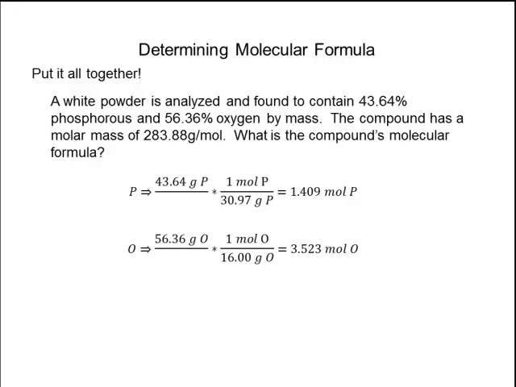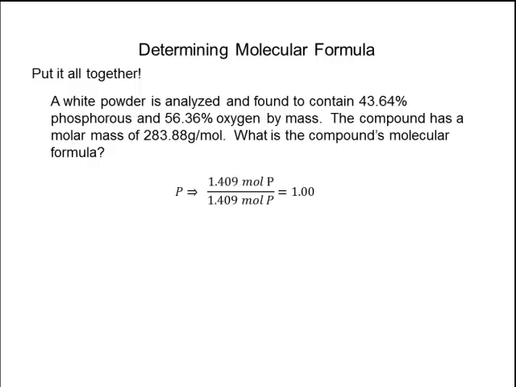What was the next step we did? We divided by the smallest number of moles. In this case, the smallest number of moles is the phosphorus. So if I take my moles of phosphorus divided by moles of phosphorus, I get 1. If I take my moles of oxygen divided by my moles of phosphorus, I get 2.5.